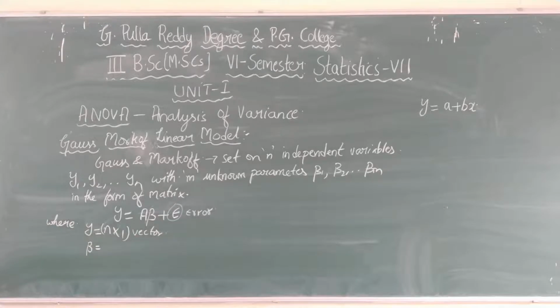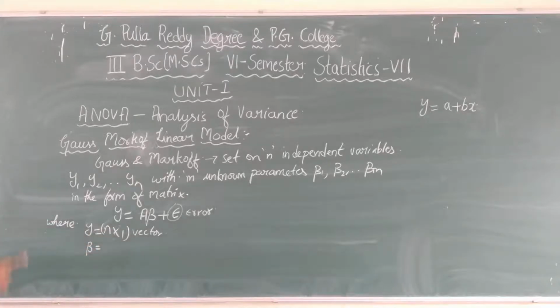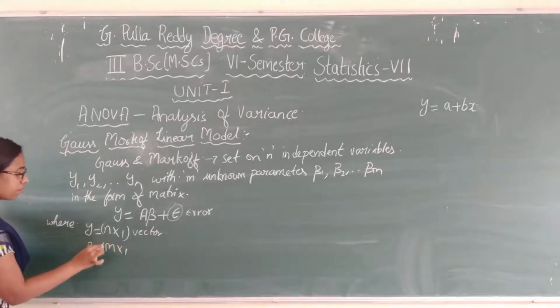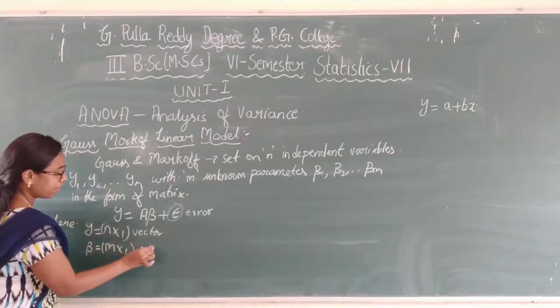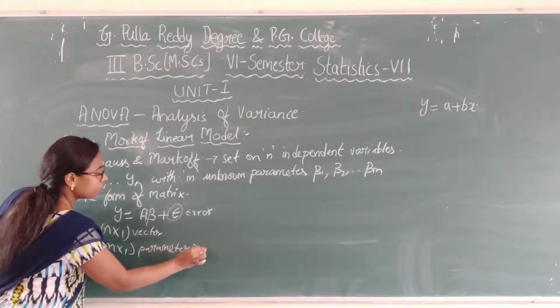Beta, as I said, is the unknown parameter vector. What is the dimension of this? We are going to have a total of m parameters. So it is an m by 1 parameter matrix.